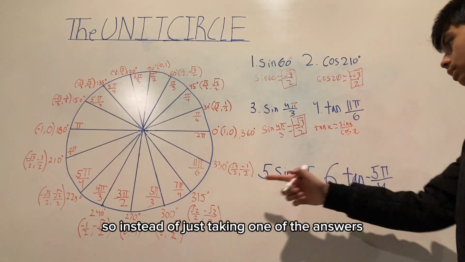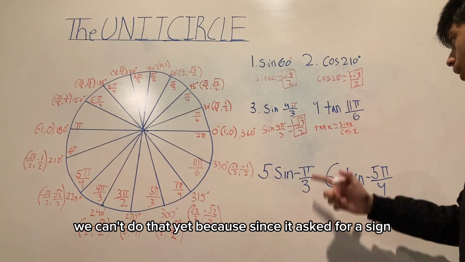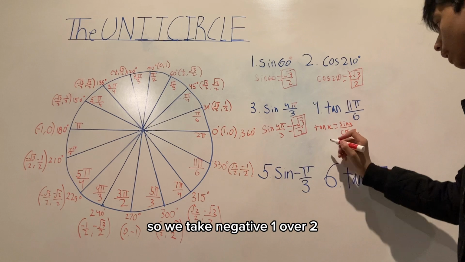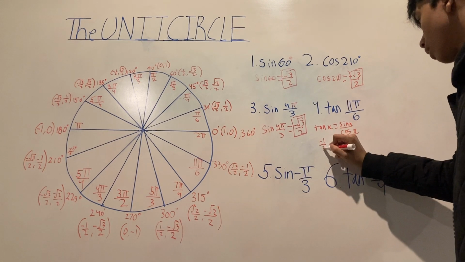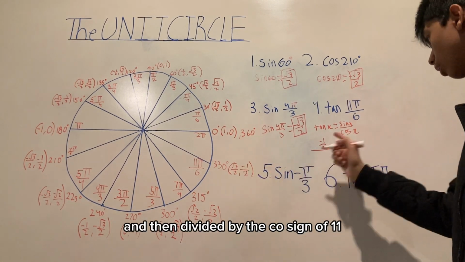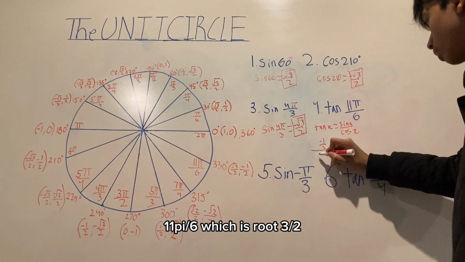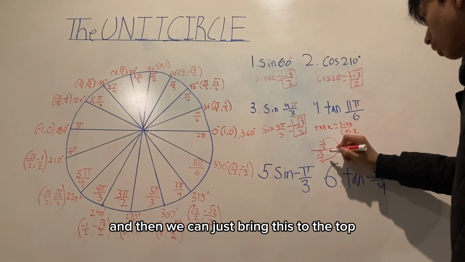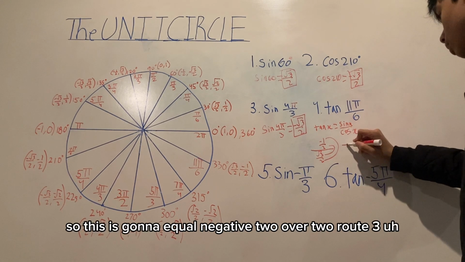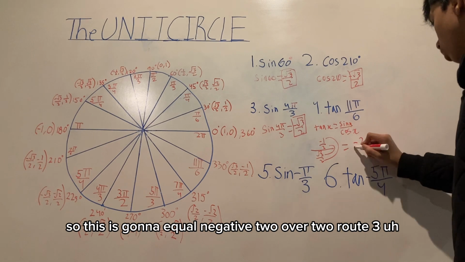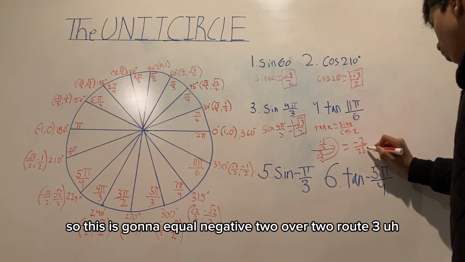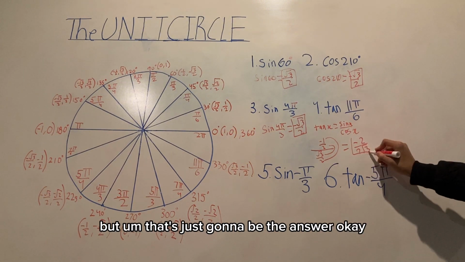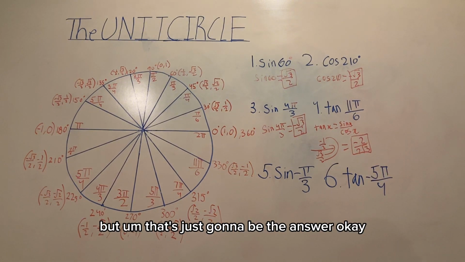So instead of just taking one of the answers, we can't do that yet, because since it asks for tangent, we have to divide the two numbers. So we take negative 1 over 2 and then divide it by the cosine of 11 pi over 6, which is root 3 over 2. And then we can just bring this to the top and bring this to the bottom. So this is going to equal negative 2 over 2 root 3. You can rationalize the denominator if you want to, but that's just going to be the answer.